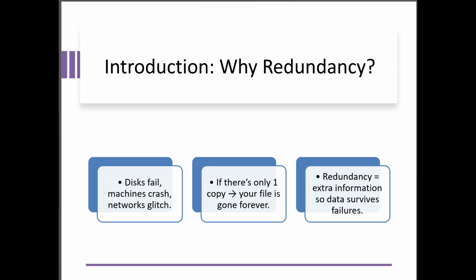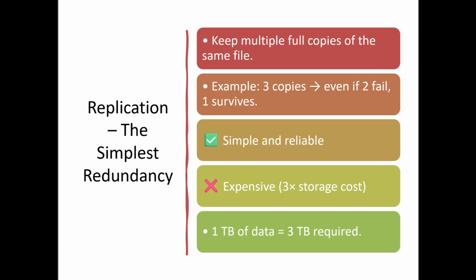The simplest way to implement redundancy is replication. That is, take the file and make multiple copies of it. So if you keep three copies of the same file on three different machines, you can survive two failures. So then even if two of those machines crash, you will still have one copy of your data left. It is very simple to implement, but it is very expensive. You will have to pay three times your storage cost. So imagine you have 1 TB of data. Now you will need to pay for 3 TB of space just for safety.